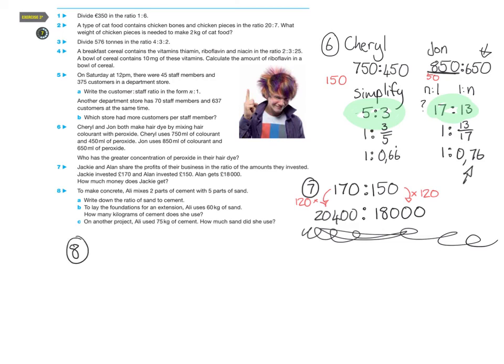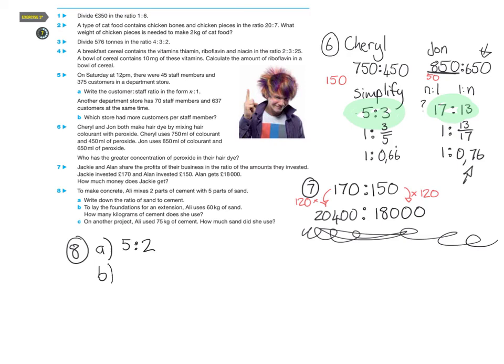The last question for this exercise says, to make concrete, Ali mixes 2 parts of cement with 5 parts of sand. Write down the ratio of sand to cement. Order matters. So if it says sand first, then we put sand first and cement second. B says, to lay the foundations for an extension, Ali uses 60 kilograms of sand. How many kilograms of cement does she use?